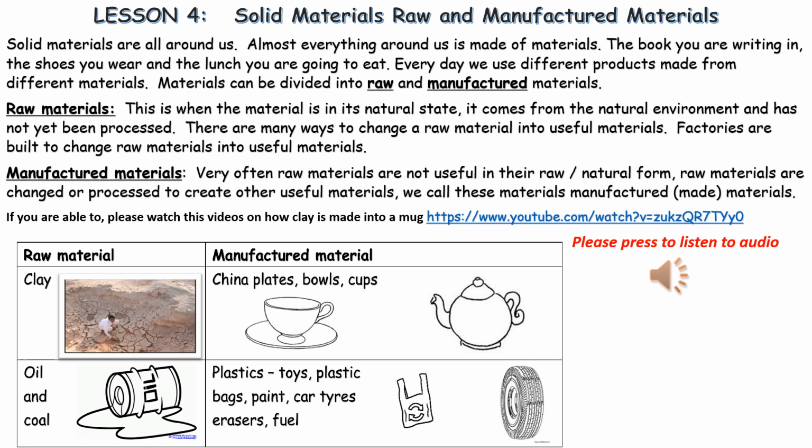Oil and coal are raw materials mined from underground. This is used to make many things: all plastic objects, paints, car tires, erasers, and fuel for cars. It will take me too long to explain all these processes now, but you will read more about this in your textbook. Please turn to the next slide.